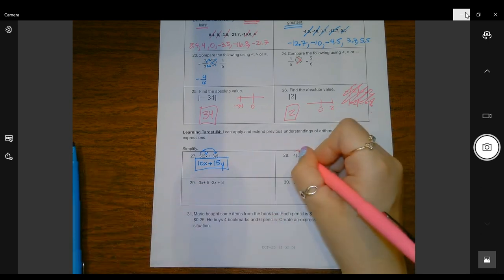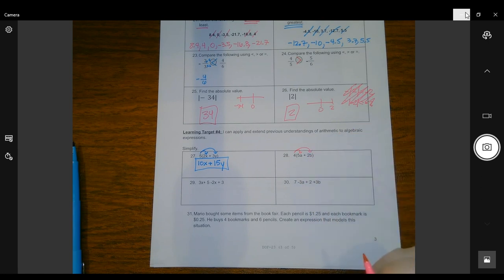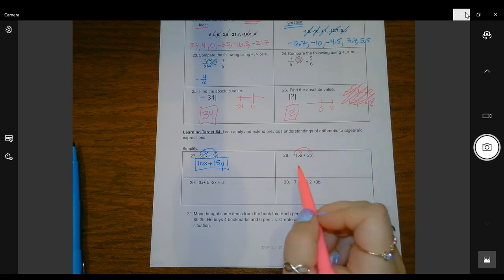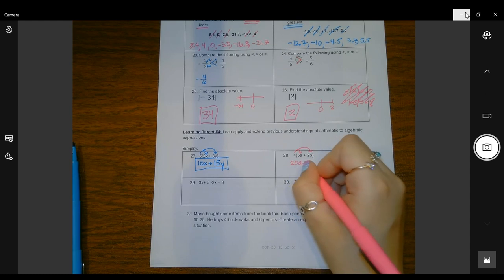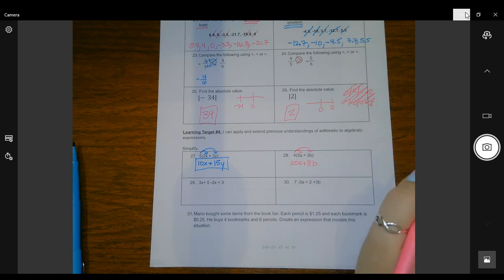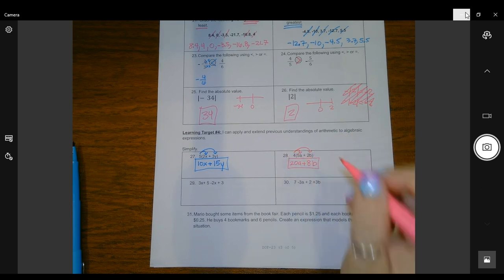Okay, go ahead and try these yourself. You paused it. Now you unpaused it and you're back with us. Let's see how you did. 4 times 5 is 20, tack on an A. Plus 4 times 2 is 8, tack on your B. Can you combine those? Nope, because A and B are not like terms.